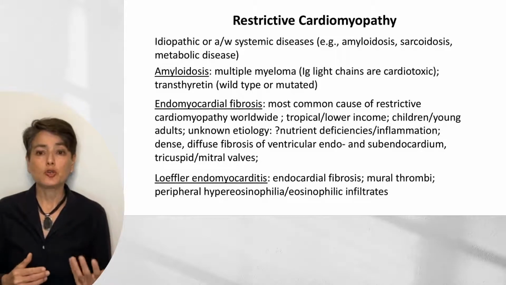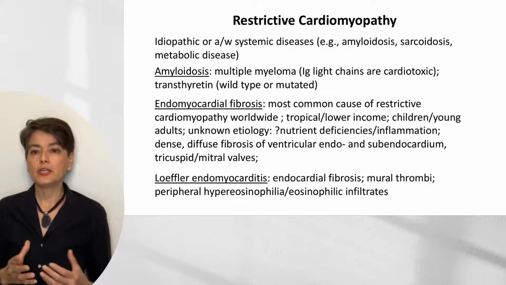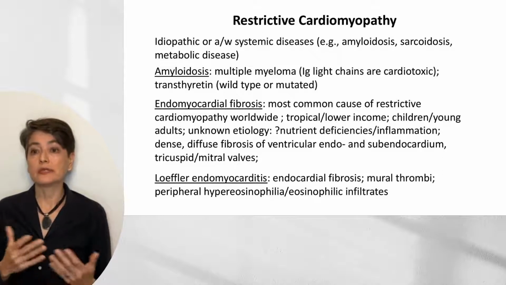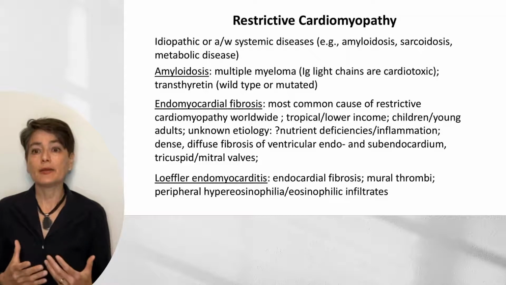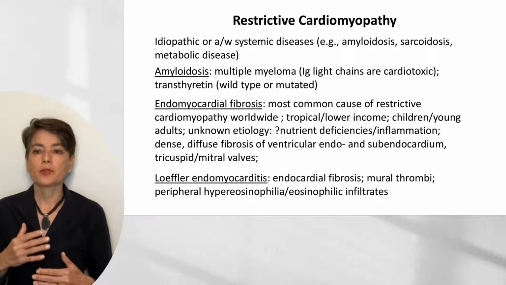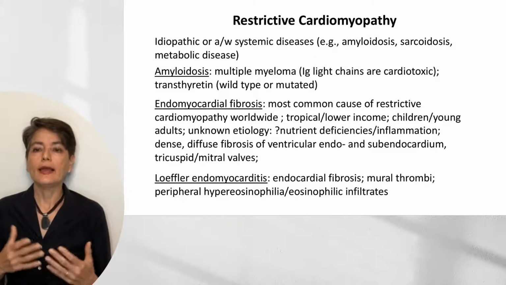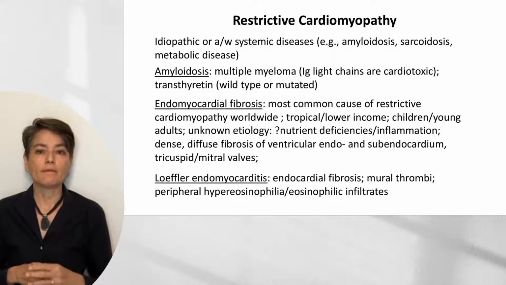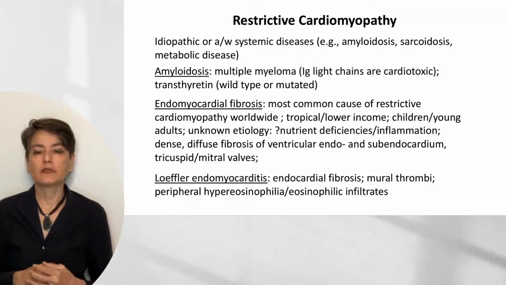So it may be due to nutrient deficiencies. Some have suggested it may be due to a diet rich in cassava or plantain. And then inflammation is also close to the top of the list of potential etiologies because a lot of these areas are endemic for helminthic infections, and this can cause eosinophils to accumulate, and I'll tell you a little bit more about that in a moment. So what we typically will see will be dense diffuse fibrosis of the ventricular endo and subendocardium, as well as of the tricuspid and mitral valves.